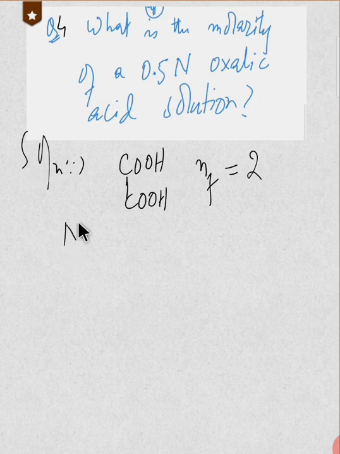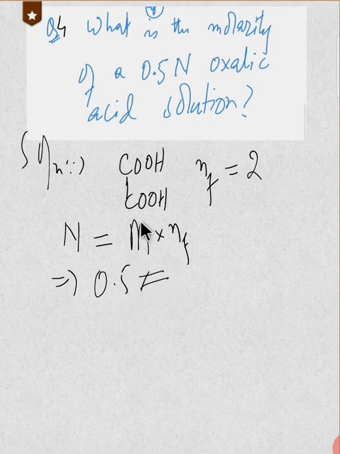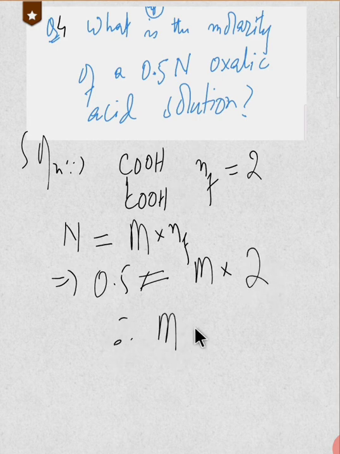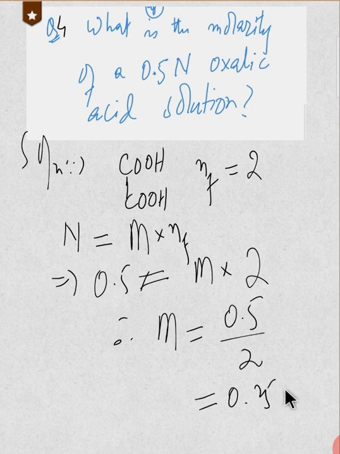Now the formula to calculate normality is based on the replaceable hydrogen, that is the basicity, or n factor, which is 2. The formula for normality is molarity into n factor, because molarity is to be calculated. This is the relation between normality and molarity of a solution. So normality is given, that is 0.5. This will be equal to molarity, which is to be calculated, and the n factor of oxalic acid is 2. So therefore the molarity of this solution will be 0.5 divided by 2, which comes out to be 0.25 mole per liter. Okay, this is the answer.